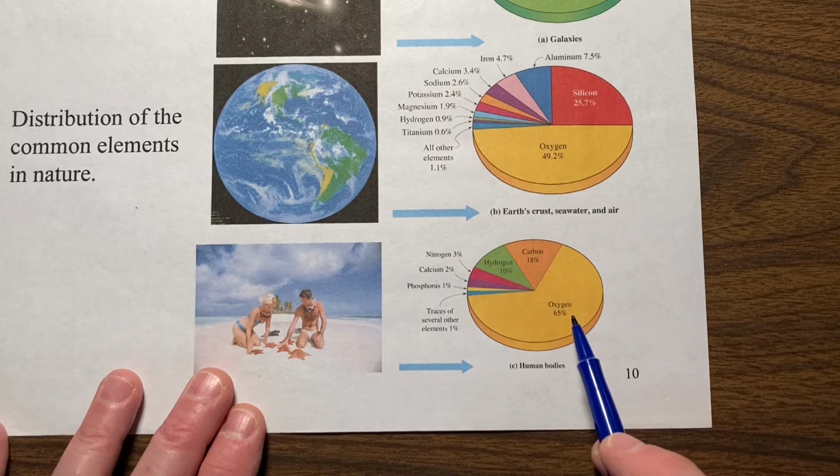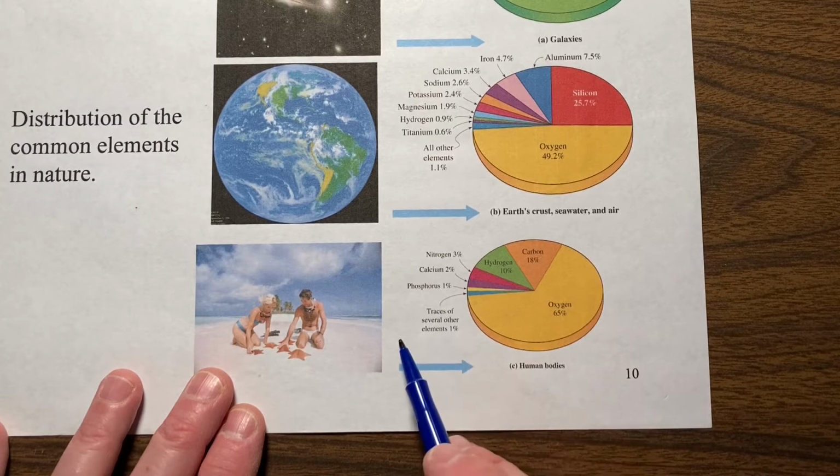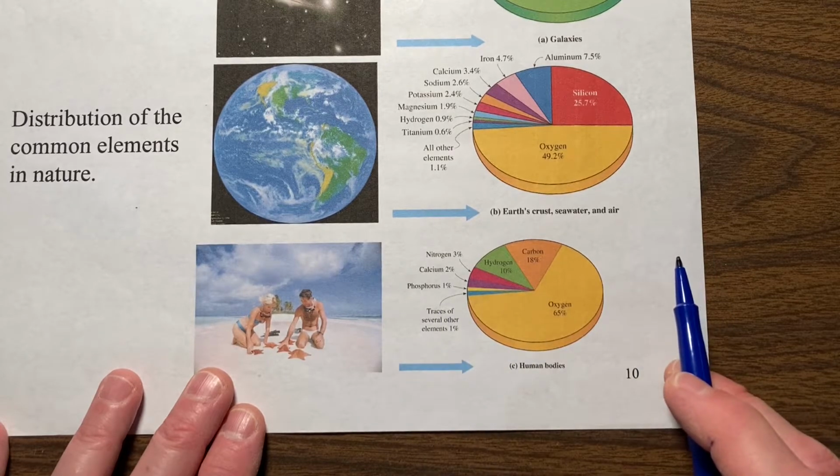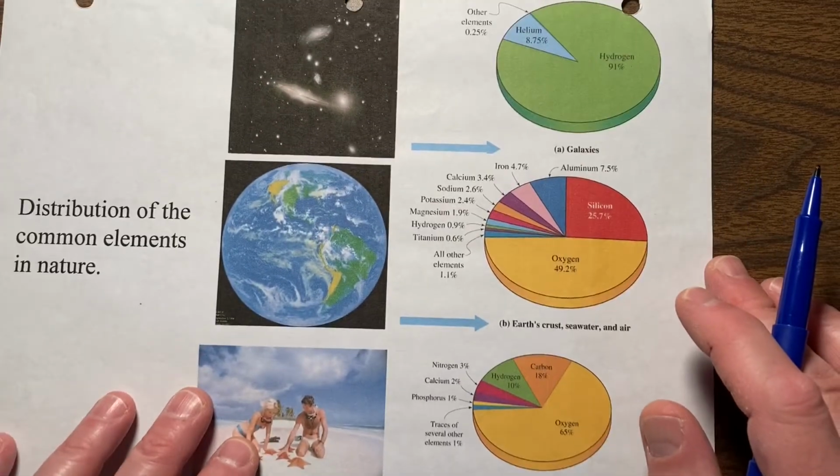Those are the atoms that make up carbohydrates, proteins, and lipids. And there's a little nitrogen from DNA, calcium from our bones, phosphorus from DNA as well. So that gives you a little idea that there's a very different distribution of elements depending on where you're looking.